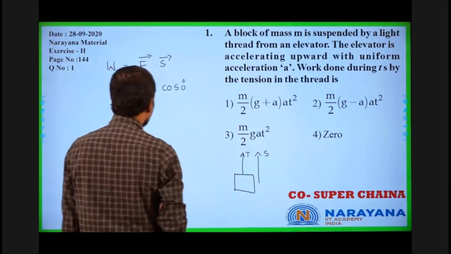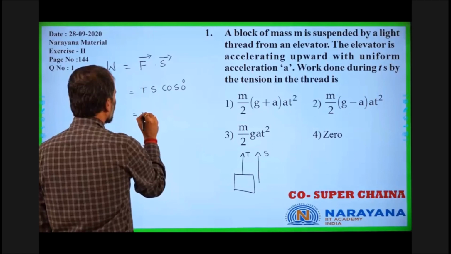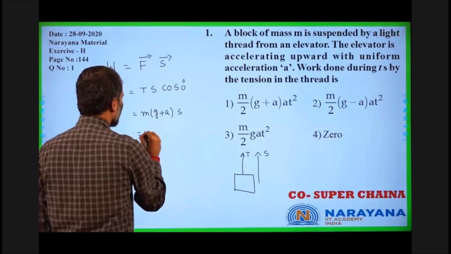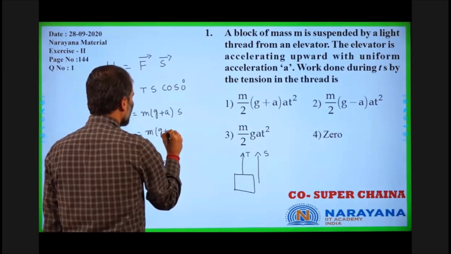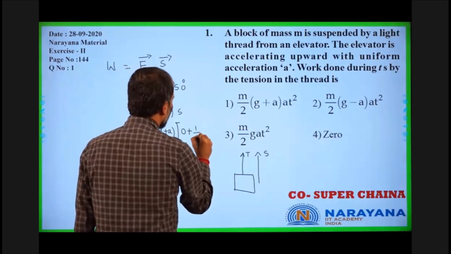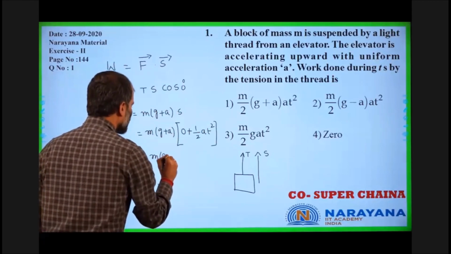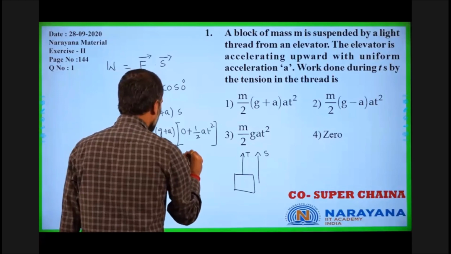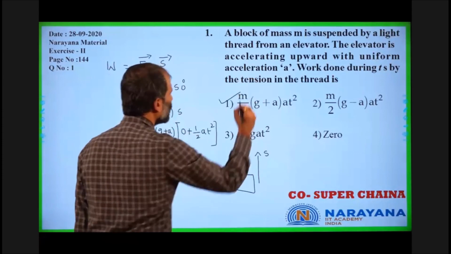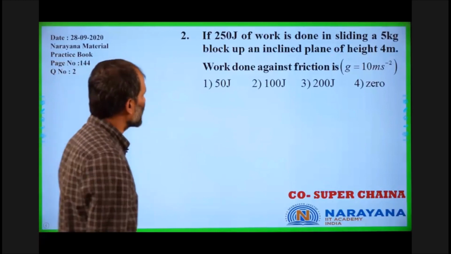So it is T s cos 0 over here. When the elevator is accelerating upwards with an acceleration A, the tension would be equal to m into (g plus a), into S. Initially the elevator is at rest, so S is ut plus half A t square. So it is m into (g plus a) into half a t square, which is matching with our first option, right? Moving on to our next slide.